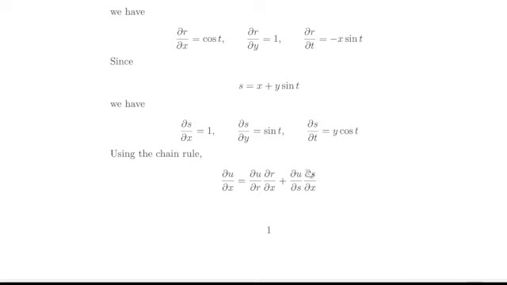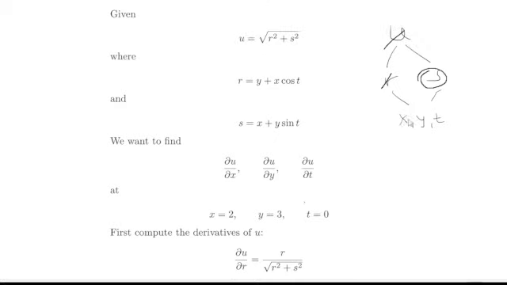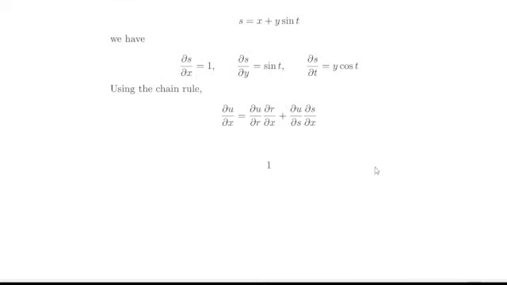So now we just need to find the general formula for the partial u with respect to x, y, and t. So the partial of u with respect to x is equal to partial u with respect to r times partial r with respect to x. And then we're just going to replace x with y and t. And then when we're done with that, we're going to replace r with s and go with x, y, and t. So that's the formula we have here.